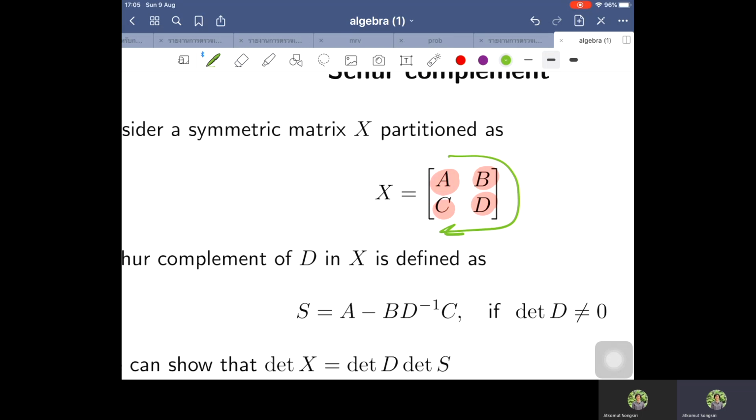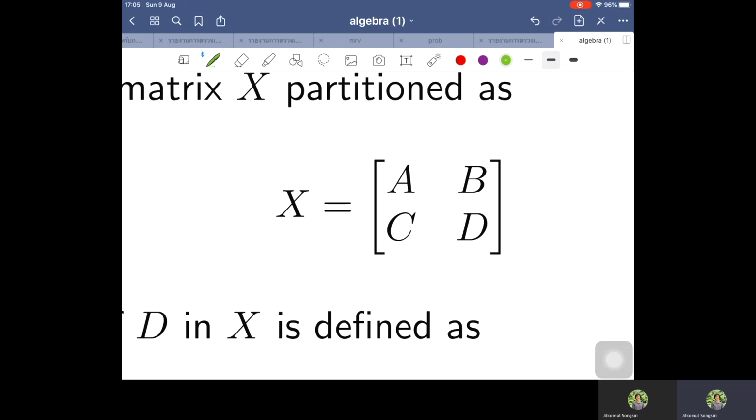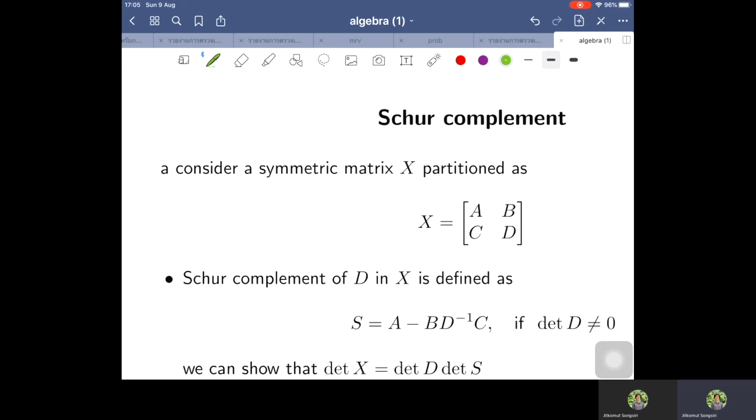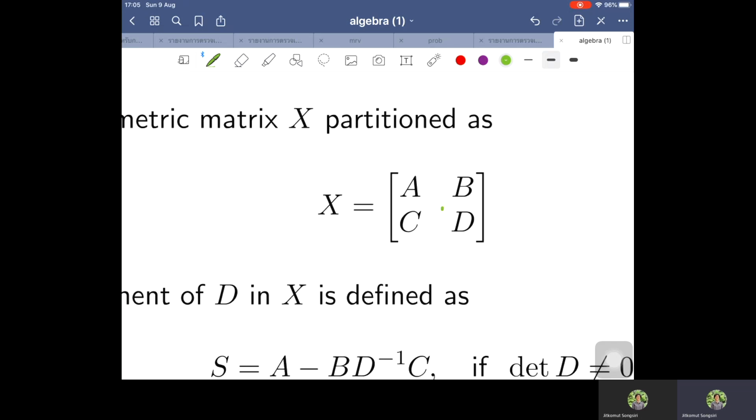I try to mark how the matrices in different blocks are composed together to define the Schur complement. Of course, this definition exists if D is invertible, as long as the determinant is non-zero. You would see that suppose X has 4 blocks. D has to be square.